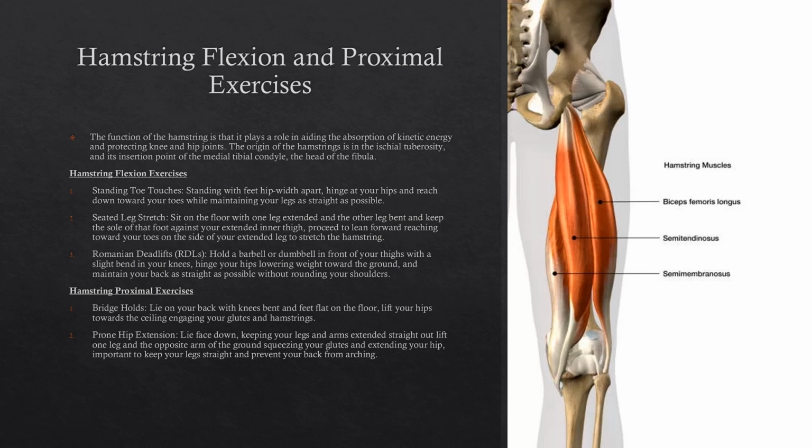Then the last one I did for the proximal is prone hip extensions. For that one you lie face down, keeping your legs and arms extended straight out, and lift one leg and the opposite arm off the ground, squeezing your glutes and extending your hip. It's important to keep your legs straight and prevent your back from arching, because you'll lose all the significance of that exercise if your back arches.